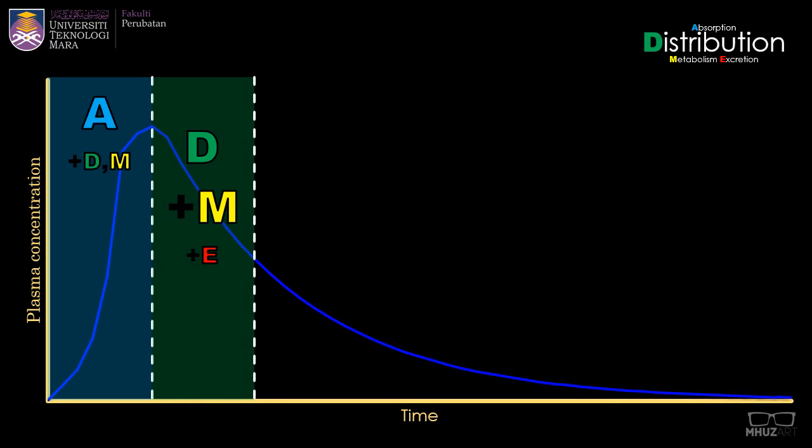Let's look back at this plasma concentration versus time curve of an orally administered drug, and if you can see here, distribution plays an important role, not just in the initial part, but mostly in the second part of the curve, where the distribution determines how much of the drug is being distributed into the tissue away from the systemic vasculature.